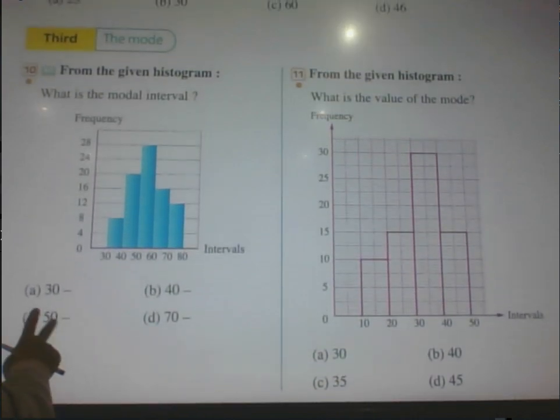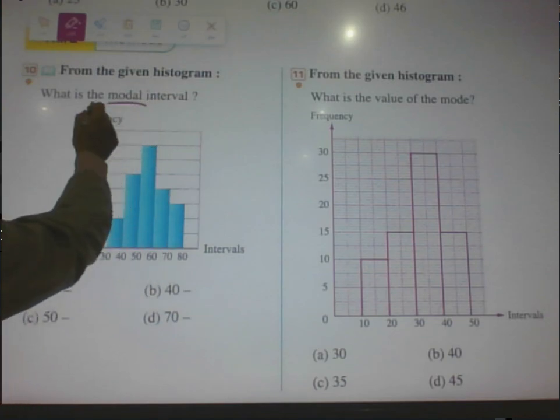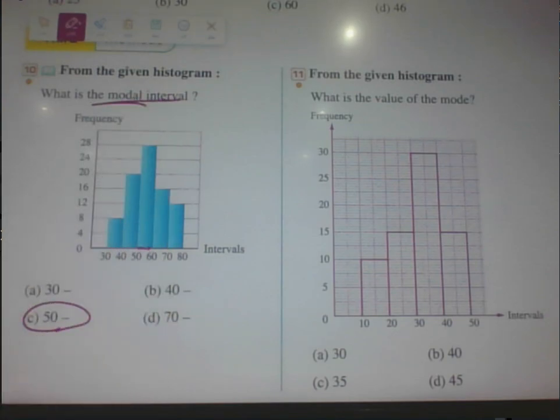Third question, he asked about the mode here. Look at the table, the interval here. What is the modal interval? The modal interval here is from 50 to 60. It's the modal interval.